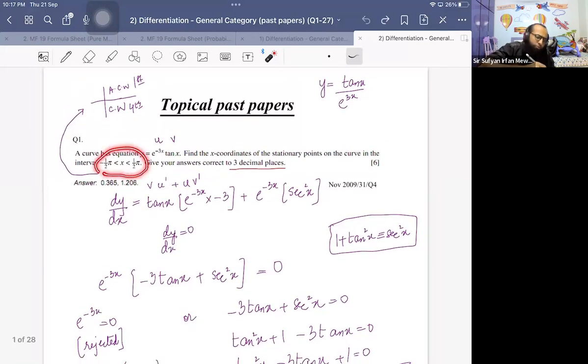This domain means that using minus pi by 2, it's clockwise in the fourth quadrant. And using pi by 2, it's anti-clockwise in the first quadrant.